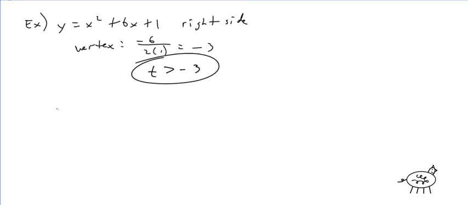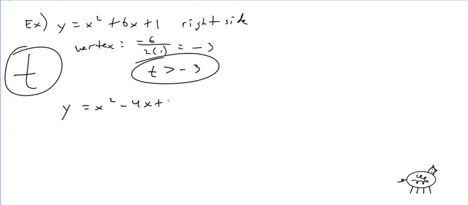Okay, how about this one? Again, this is just to find the values of t. So y is equal to x squared minus 4x plus 3, and I want to do quadrant 2. So again, you've got to figure out where the vertex is. You've got to see where this graph is. So we're going to do opposite of b over 2 times 1, which is 2.